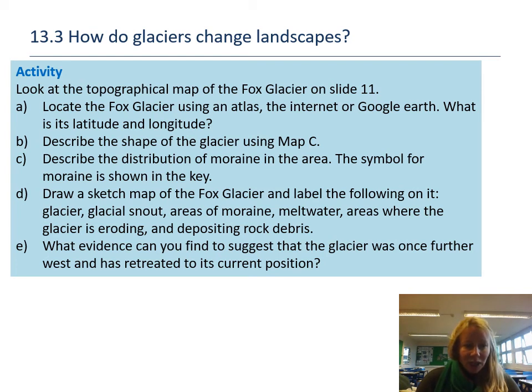And then the last one, E. What evidence can you find to suggest that the glacier was once further west and has retreated to its current position? Remember what retreat means when we're talking about glaciers. So kind of going backwards. Retreating means getting smaller and going backwards. So there are your questions, Year 9. We're now going to skip to the next slide and I'm going to talk you through the map quickly.